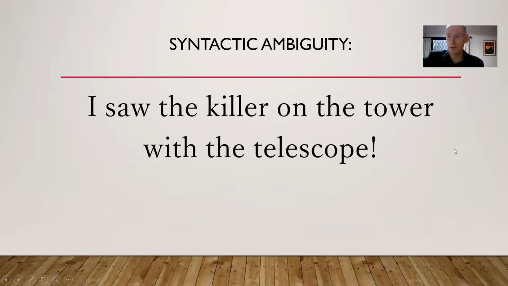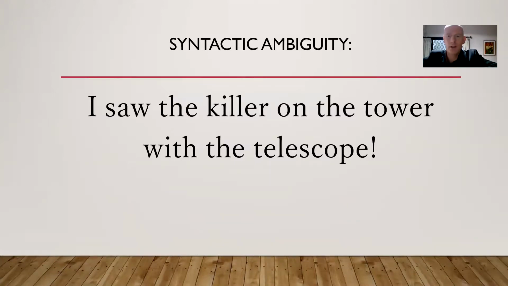Another example I have here is: I saw the killer on the tower with the telescope. So we have a prepositional phrase and it's modified, but we need to ascertain how it is modified. Are we talking about the killer holding a telescope, or are we talking about the subject, I, seeing the killer through a telescope?